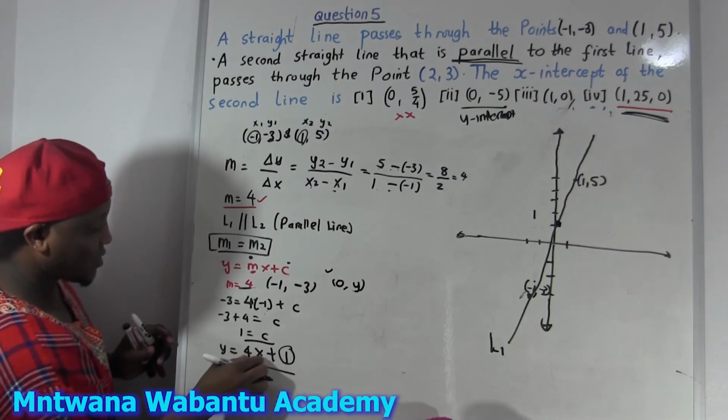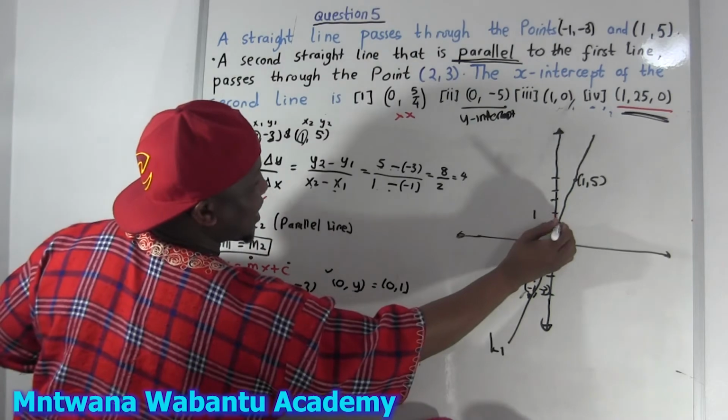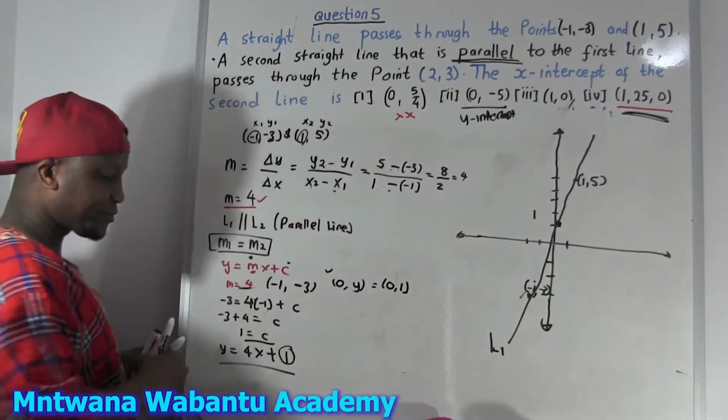So this is going to be 4 times 0, which is 0. So y-intercept equals 1. So (0, 1). That's why we say it's going to cut at 1. Y-intercept. Intercept means where it's going to cut at y.